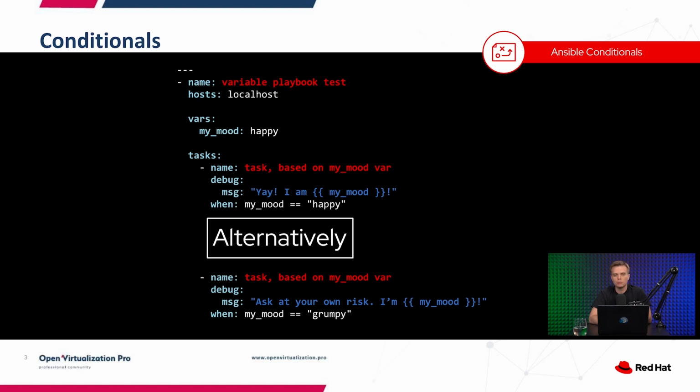Notice that I have a double equal sign. It's using the Jinja language to specify the conditionals in this case. And in my case, it is just a pure equality operator.